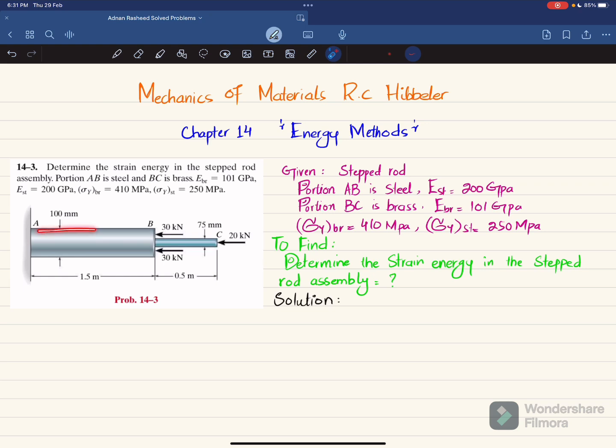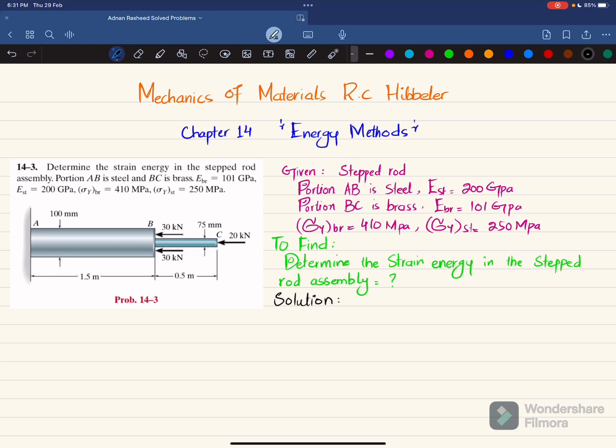So you can see this is the step rod that is acted upon by axial loading at points C and B, and this is fixed at point A. The diameter given for rod AB is 100 millimeter while BC is 75 millimeter. So we have been asked to find the strain energy in this step rod. Clear? So let's start with the solution.